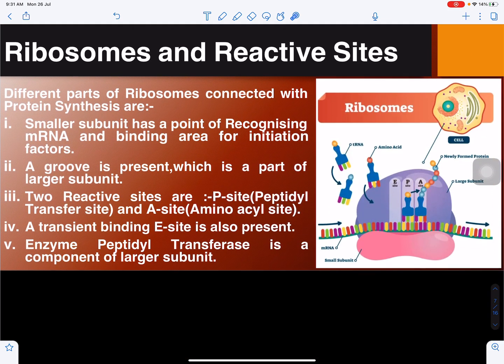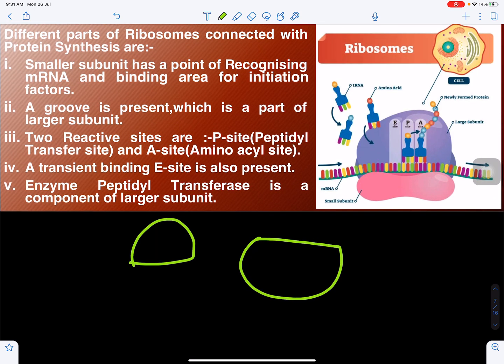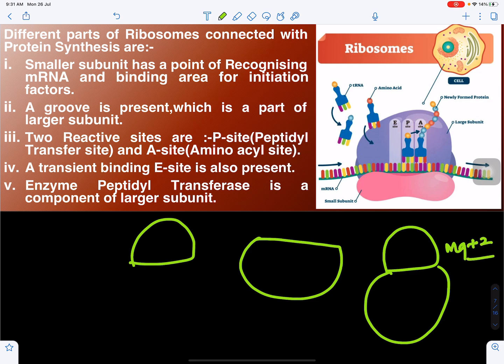They get linked up to form the polypeptide chain. Now if we see the ribosomes, as we discussed, they have two subunits, one smaller and second bigger. They lie free in the cytoplasm, but during protein synthesis they will come together like this and get associated, and for their association magnesium ions are required.